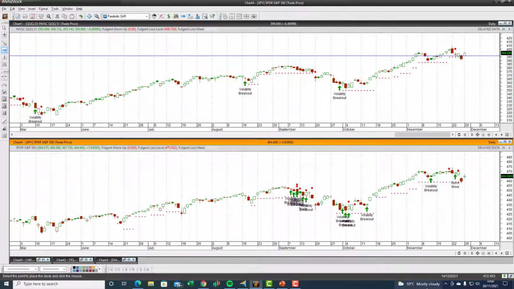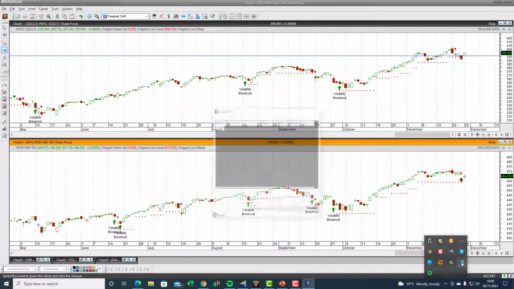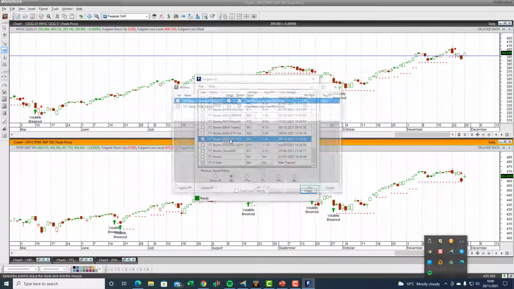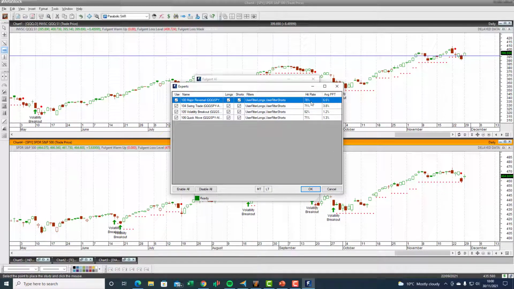Just to recap the trading statistics: 78% accuracy on the major market reversal, swing trade 71, volatility breakout 52, and quick move 71. This is over a more than 20,000 bar testing period, so we are quite comfortable that this particular AI is quite successful trading the QQQ and the Spider ETF.